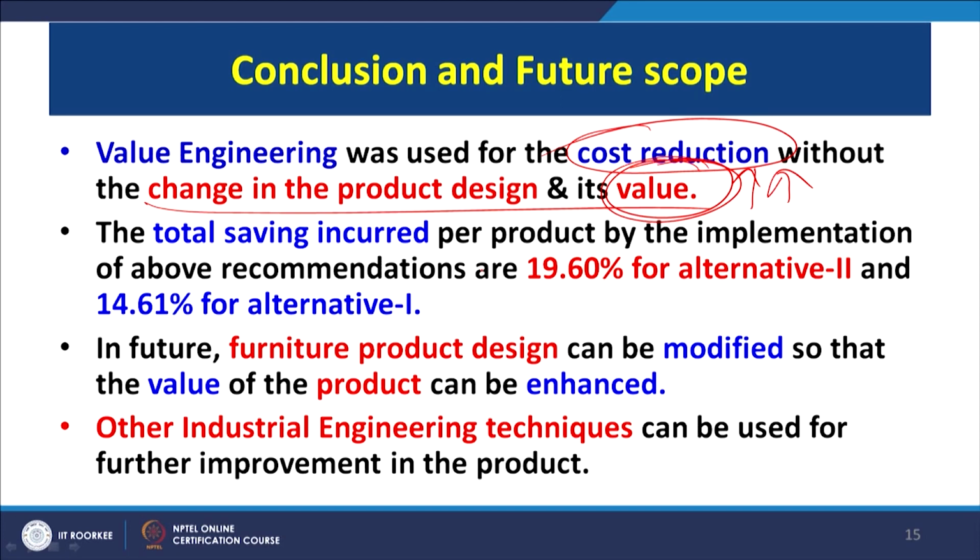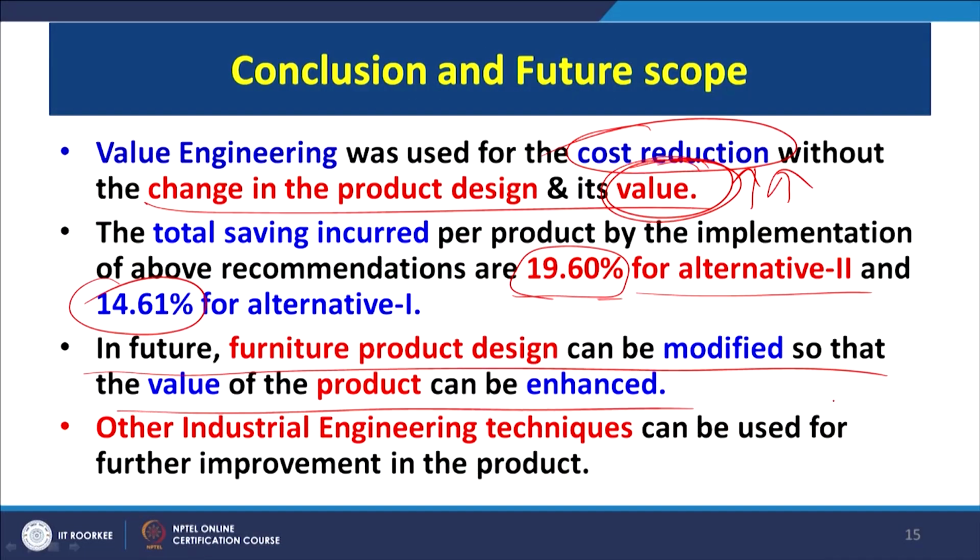The total saving incurred per product by the implementation of the above recommendations was approximately 20% for alternative 2 and 15% for alternative 1. So we can see that without compromising the performance of the product, the authors were able to save 20% cost in one alternative and 15% cost in another alternative. In future, furniture product design can be modified so that the value of the product can be enhanced. Other industrial engineering techniques can be used for further improvement in the product.